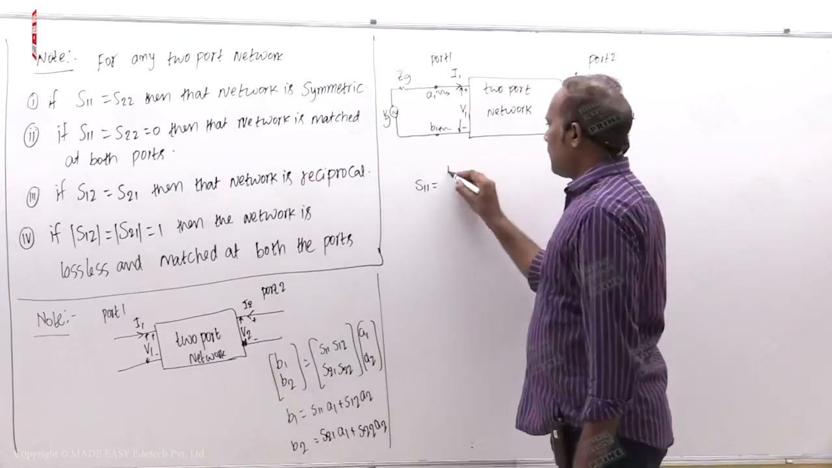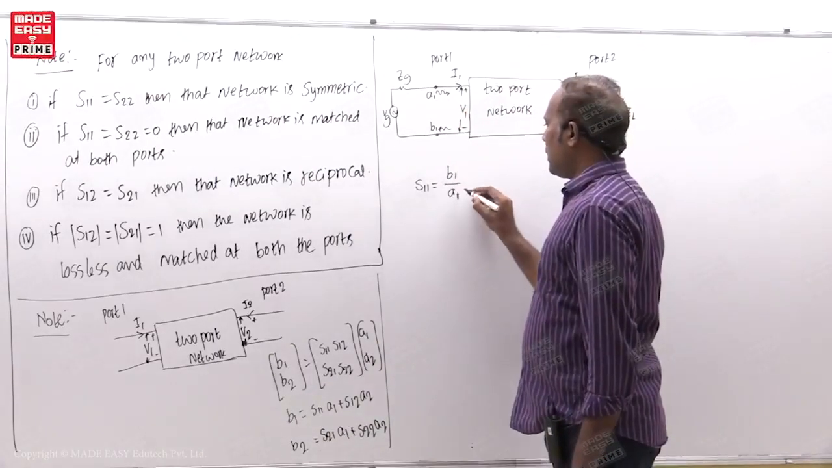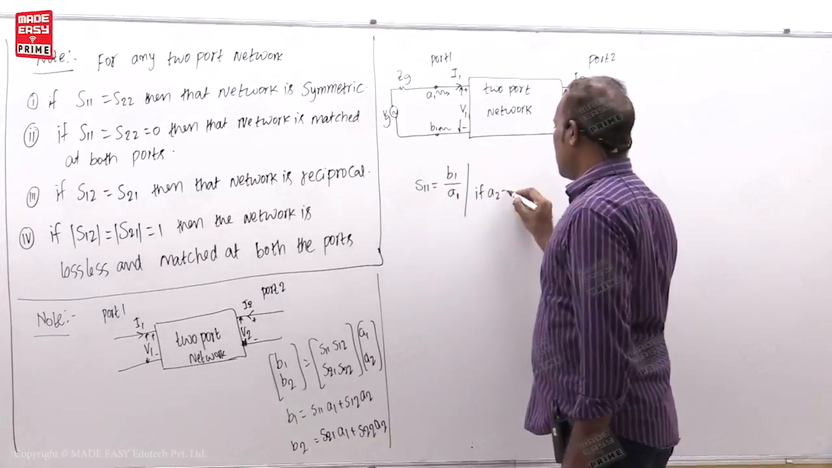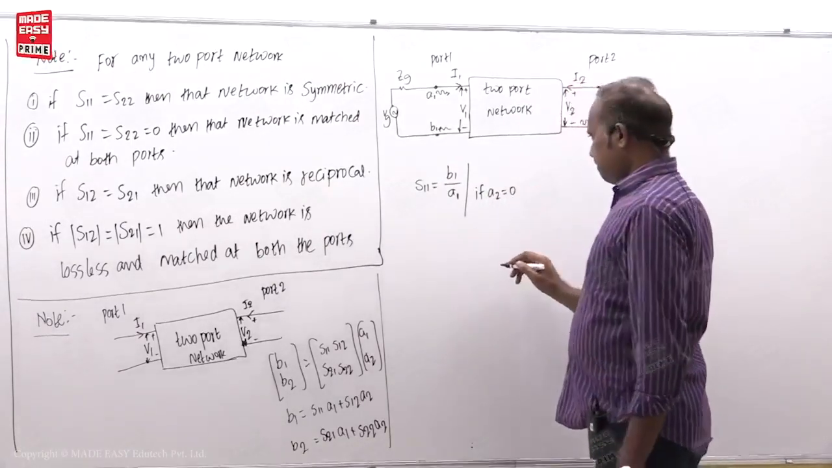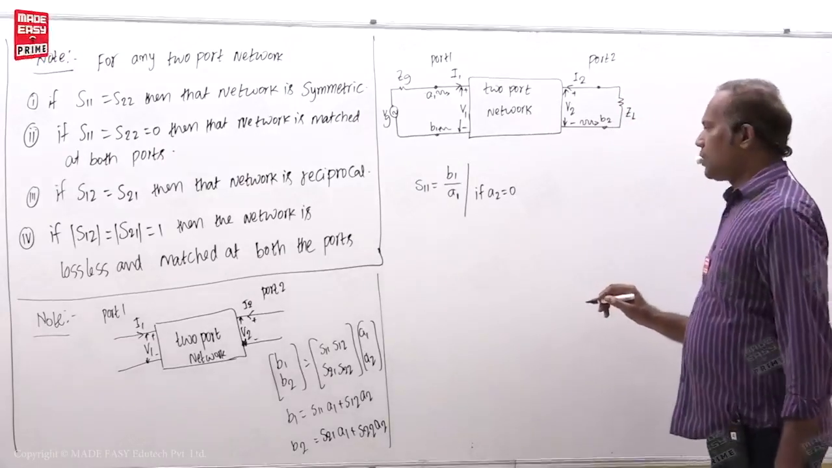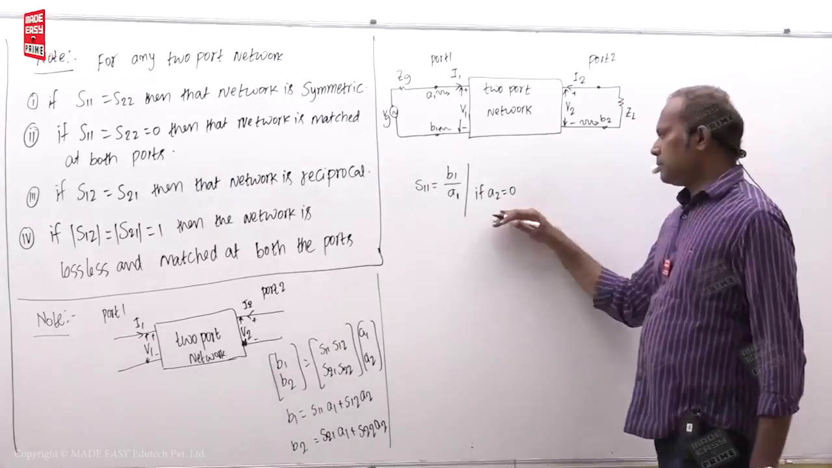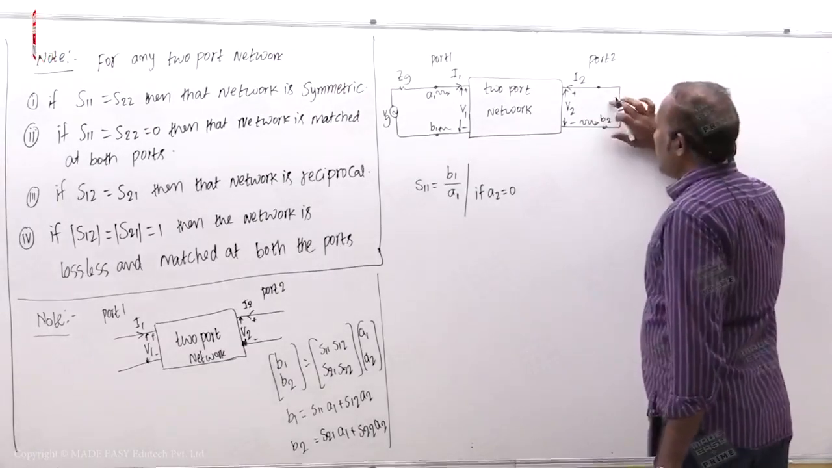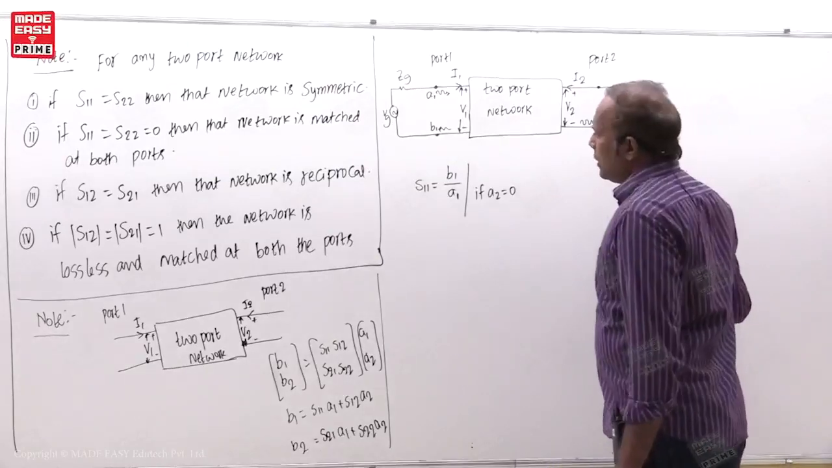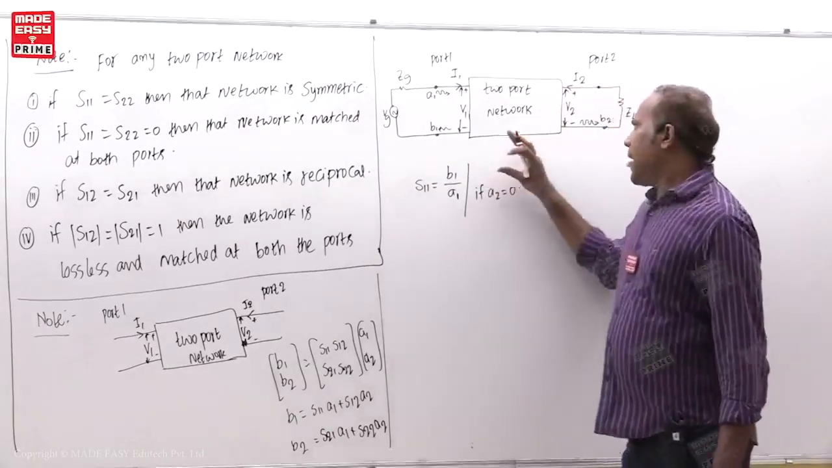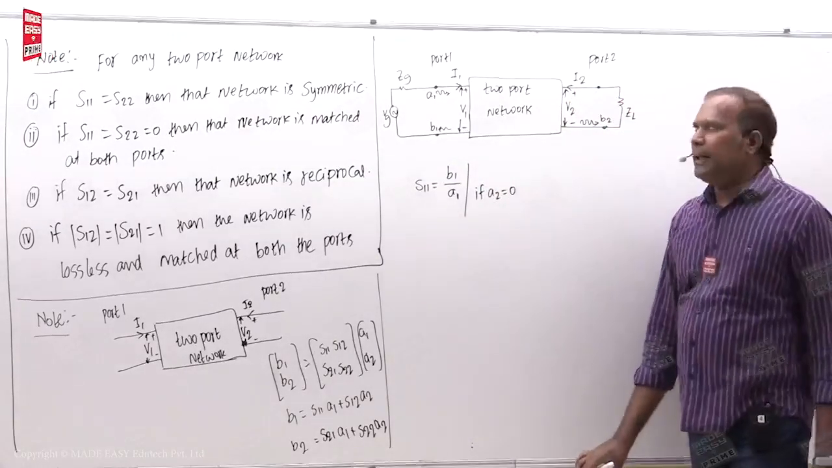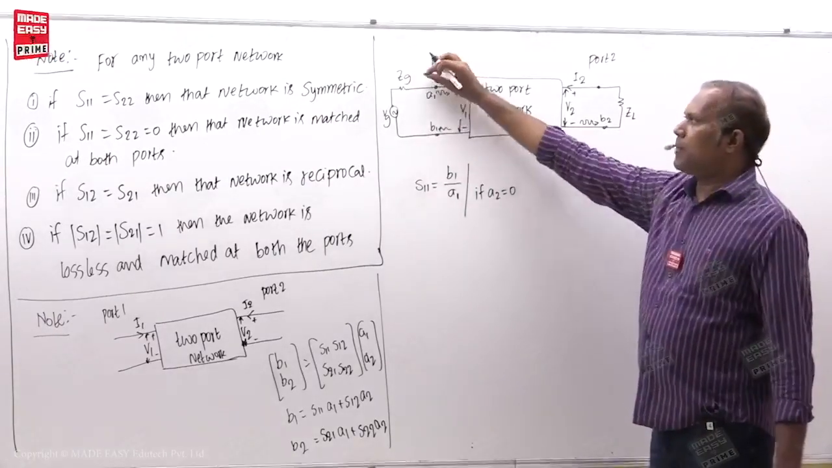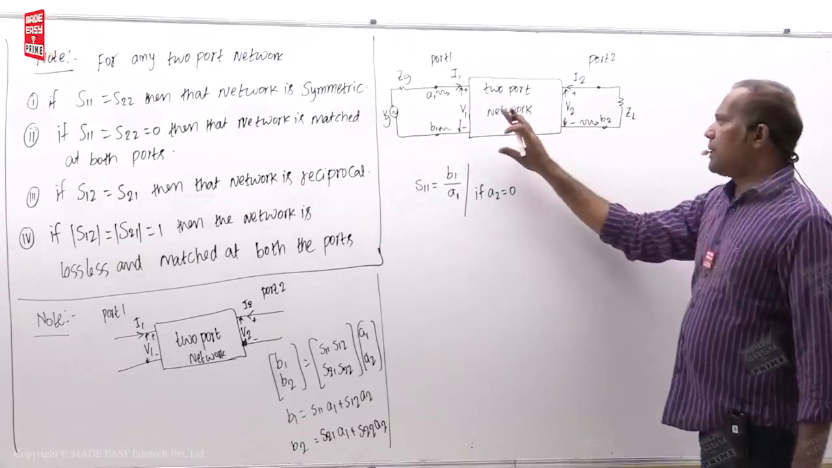Now for example, what is S11, students? S11 is equal to B1 by A1, provided A2 is equal to 0. What is the meaning of this? Port 2 is matched. Now, this is the actual situation. But while deriving the S parameters, don't write this one. Here, a small correction I will do. This is the actual case.